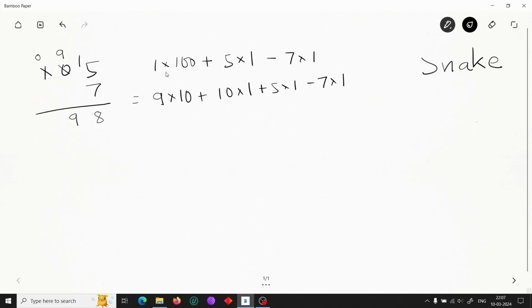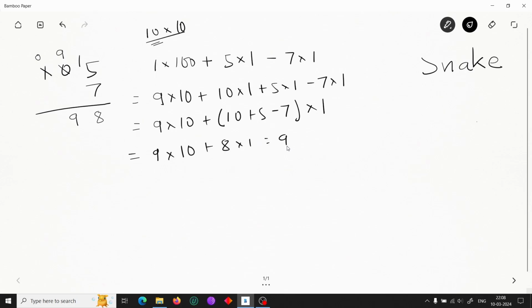See what we did here? We took 100 and we split it down into 9 and 1 basically. What is it? It is basically 10 times 10, which is actually 100, and we are splitting this 10 into 9 and 1. So let's group the numbers. This would be 9 times 10 plus, like before, 10 plus 5 minus 7 times 1, and finally this would give you 9 times 10 plus 8 times 1, which is 98. This is what happens under the hood in case of subtraction.